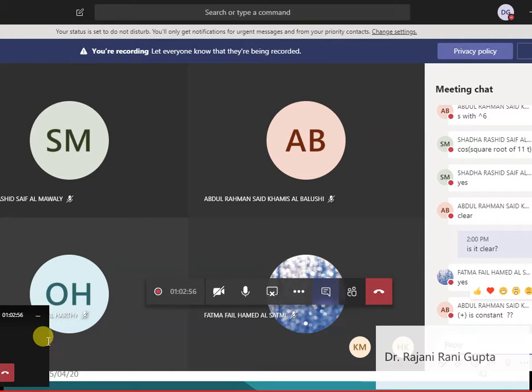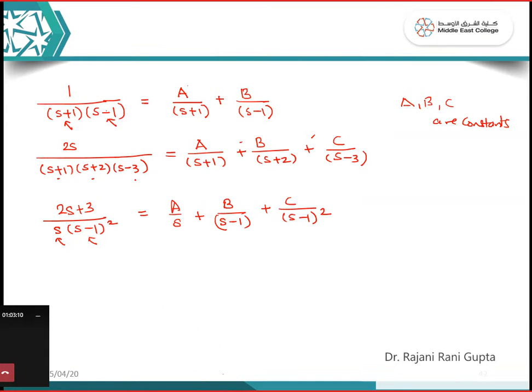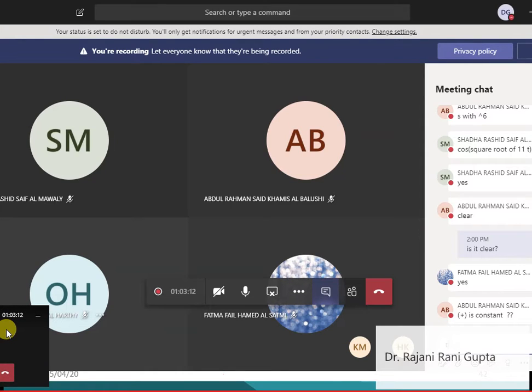Plus is a constant. Yes. We are always using plus, but later on when we do the calculation, it is possible that the values of A, B and C can be negative. Yes, by default it is plus.